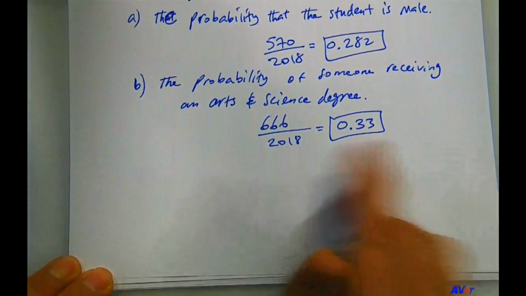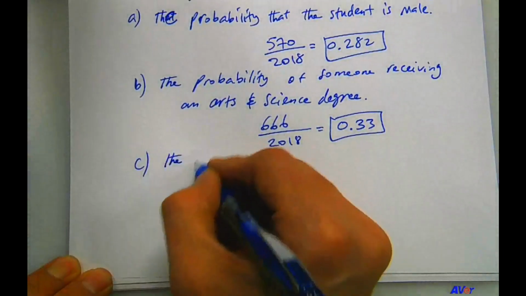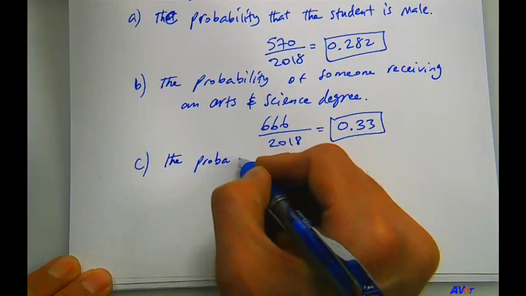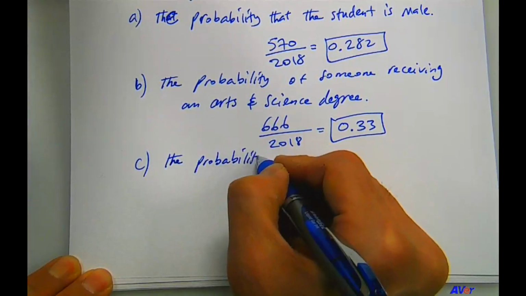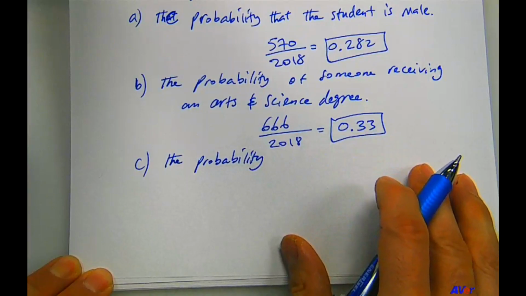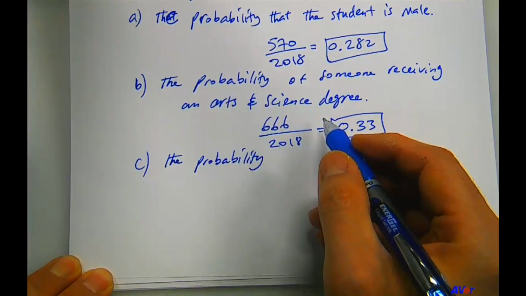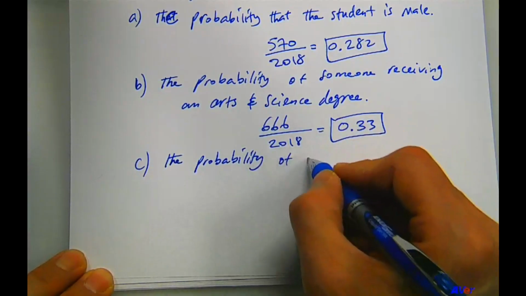So let's ask the question to find the probability of a woman receiving a business degree.